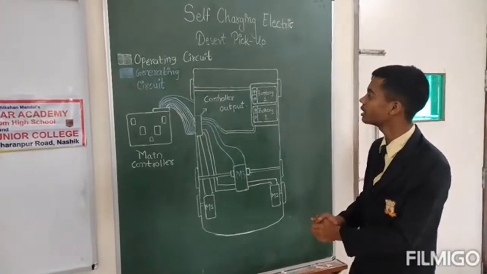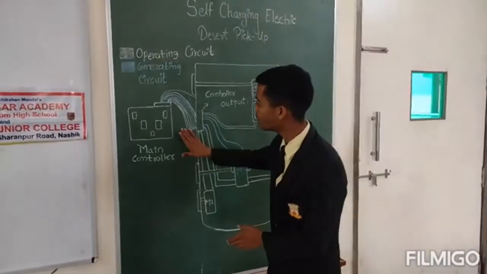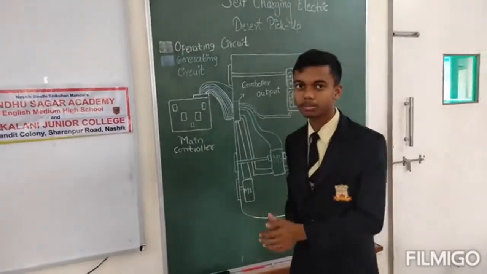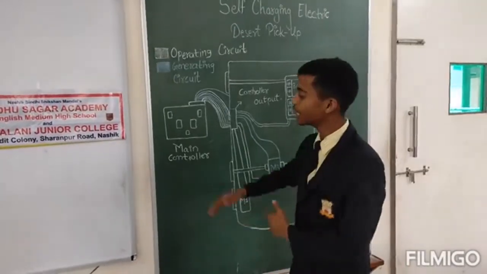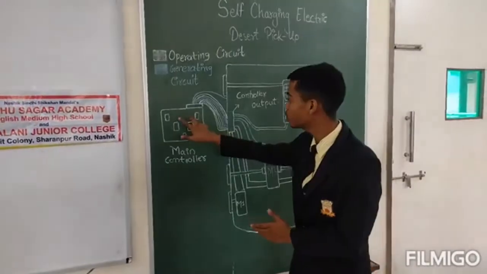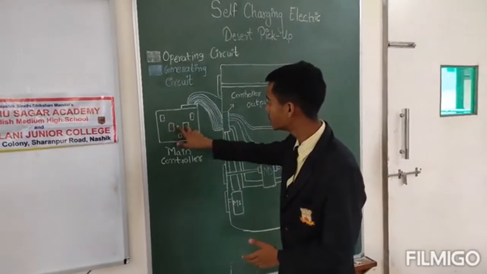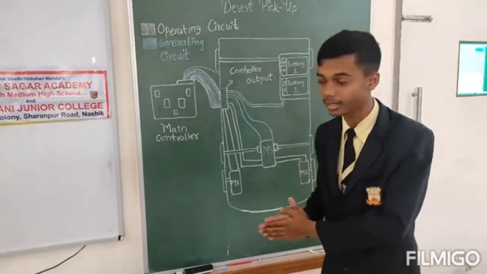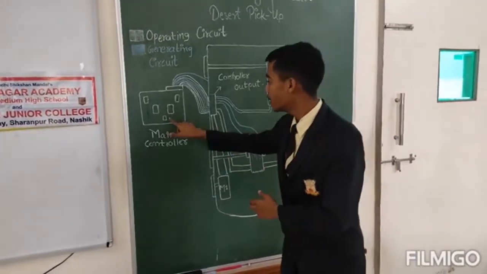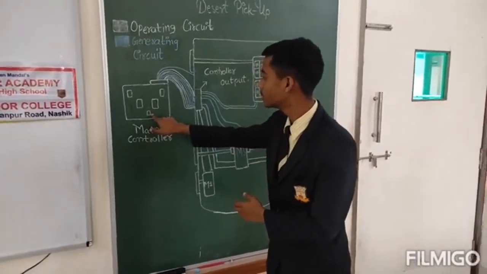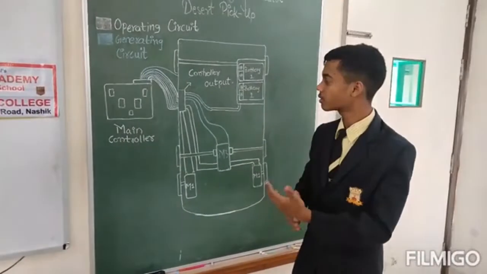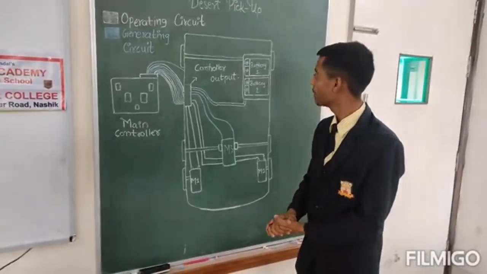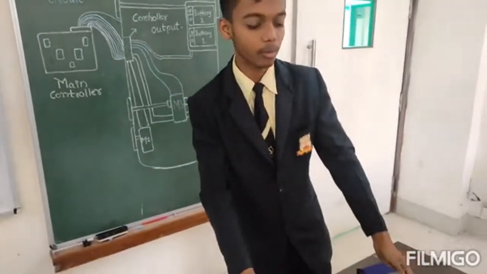As you can see here, this is our main controller. It includes 5 switches. These 2 switches are the main switches, meaning the electricity is taken and blocked by these two switches, and these 2 switches are very helpful for accelerating the vehicle. And this last switch is for the input of solar energy. So this is our model, and I am going to show you the working.